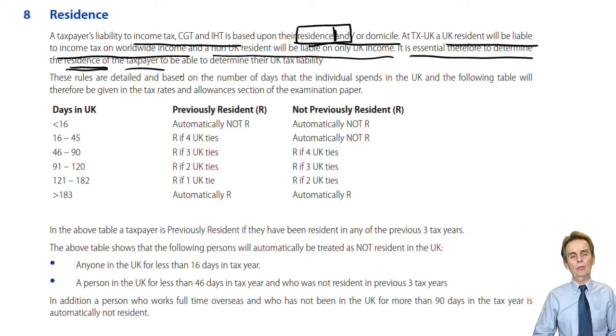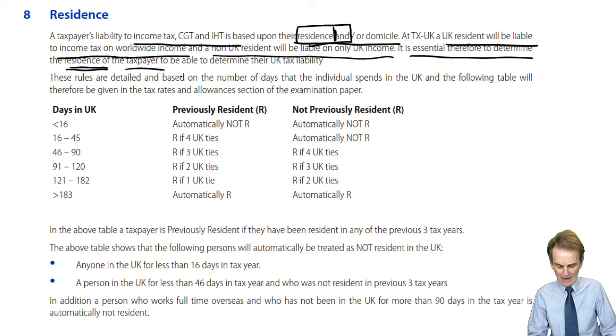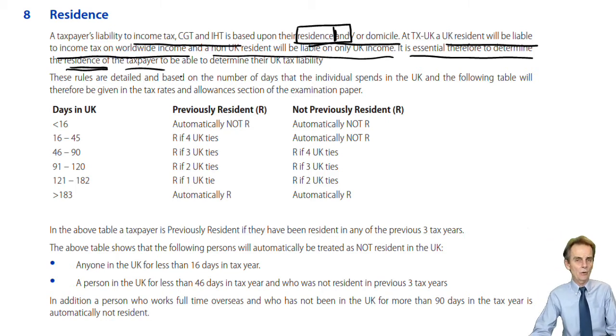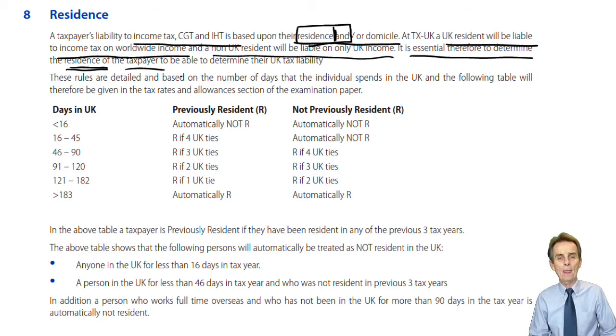But what we've got to be able to do is to determine, based to begin with on the number of days that the individual spends in the UK in a tax year, using the statutory tests of residence, is that taxpayer UK resident or not UK resident? Now, you may be wondering, of course, how do we determine whether you are in the UK or not in the UK on any particular day? That's based on where you are at the end of the day, at midnight at the end of the day. Are you in UK? Are you not in UK? Therefore, are you UK resident? Are you not?